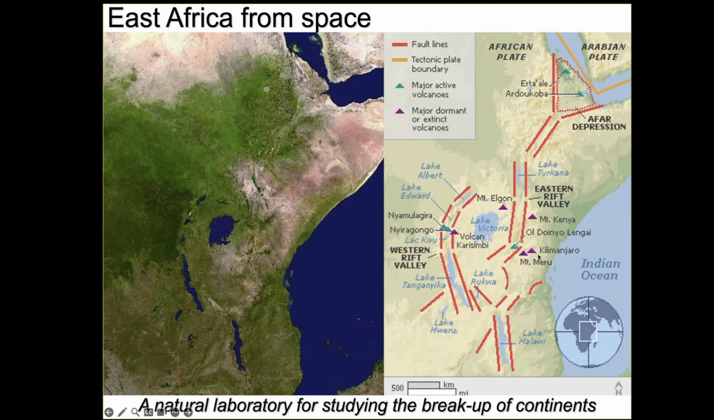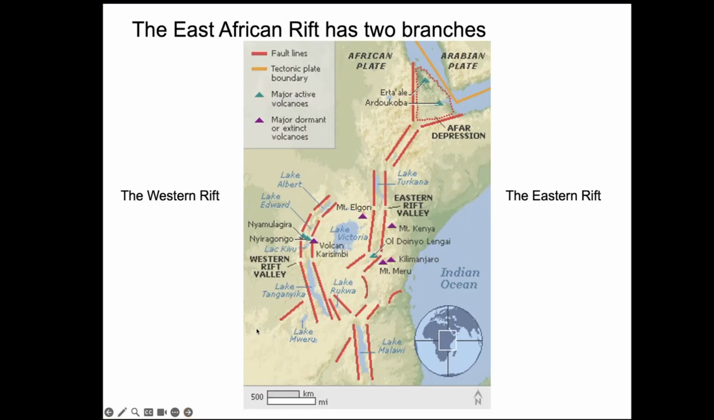There's Mount Kilimanjaro, which is an active volcano. Mount Kenya is not. There's a number of volcanoes in here that are quite interesting. It's a natural laboratory for studying how continents break up. So as we said, there's two branches. There's the Western Rift, sometimes called the Albert Rift, and the Eastern Rift, sometimes called the Gregory Rift. We won't use those terms though.